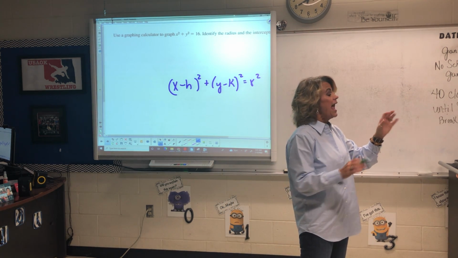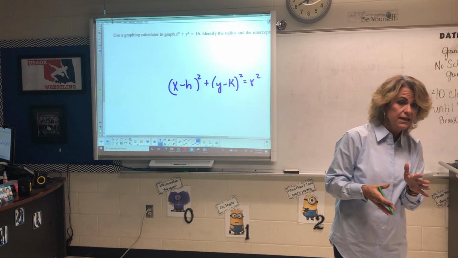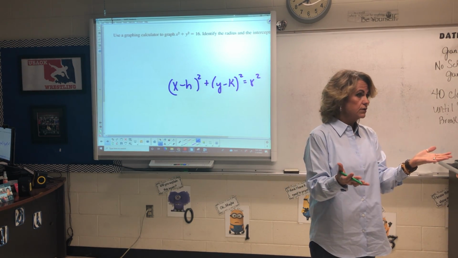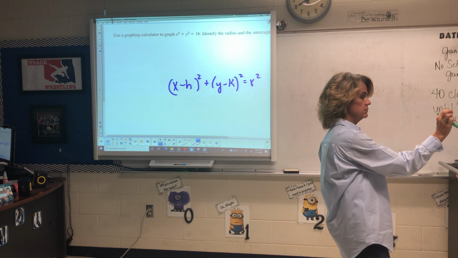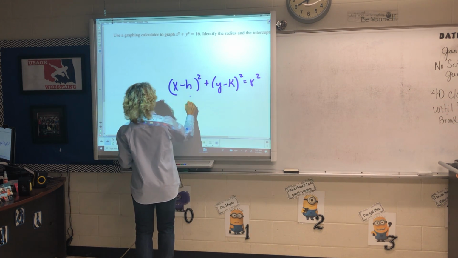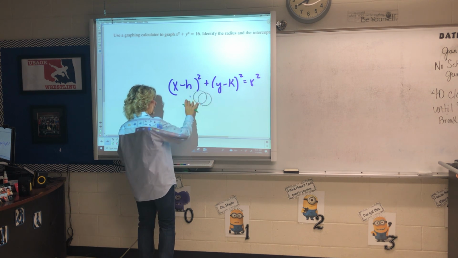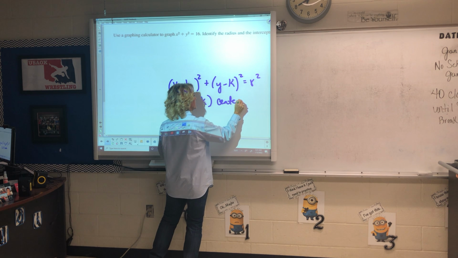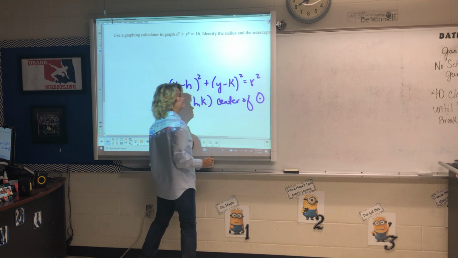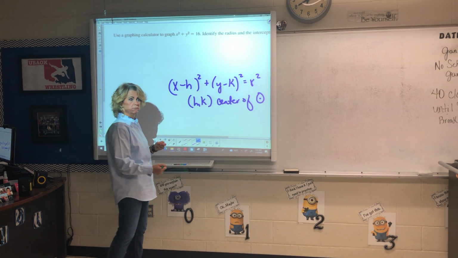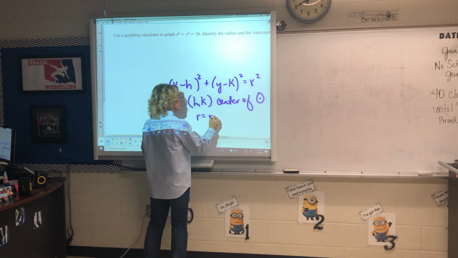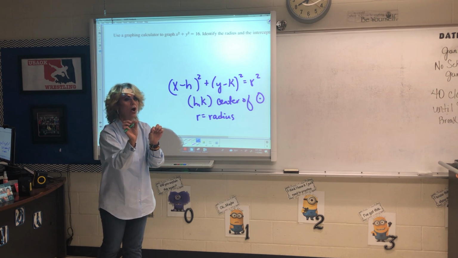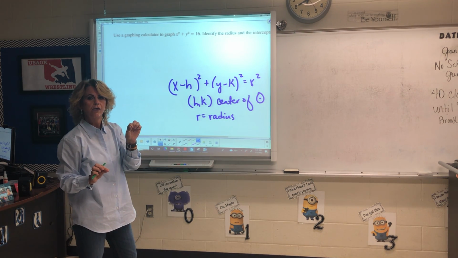Horizontal shift and vertical shift. You're absolutely right. However, it's actually more than that. It's the center of my circle. Every circle has a center, yeah? So HK is the center of my circle. My radius, r, is your radius. That is the distance from the center of the circle to a point on the circle. Do you understand me? Yes?